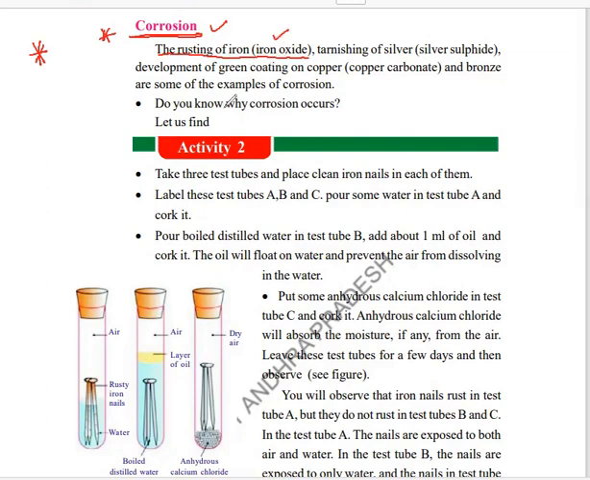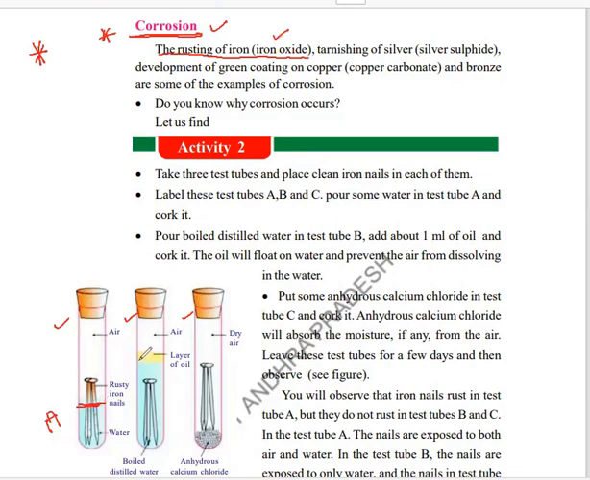For this, you have to do one activity. This is a very simple activity. You have to take three test tubes. In the three test tubes, iron nails are placed. In the first test tube, mark it as A. In the first test tube, you fill water up to half of the iron nails immersed, right?